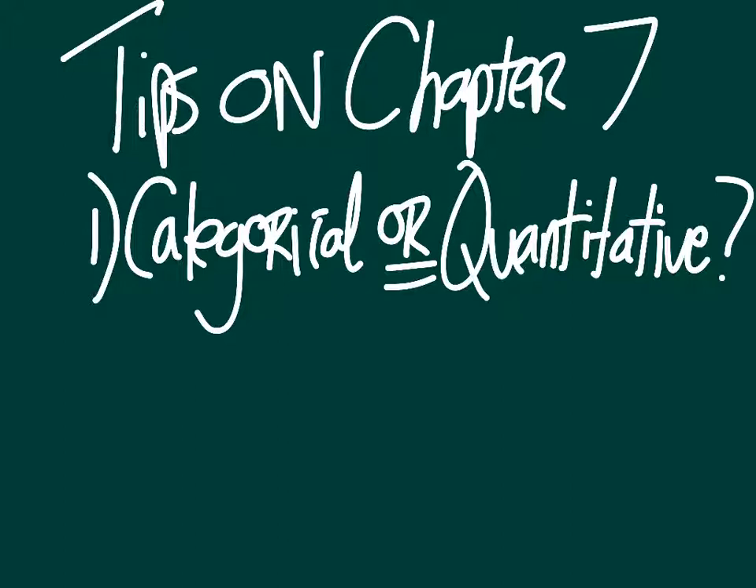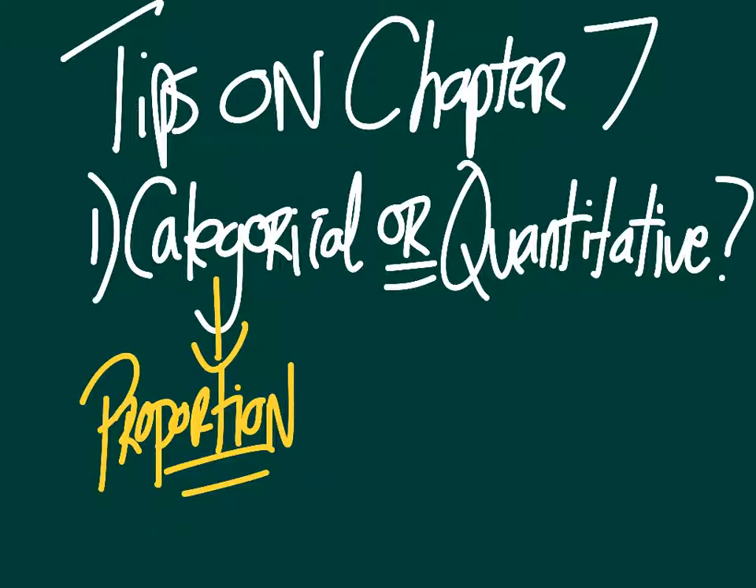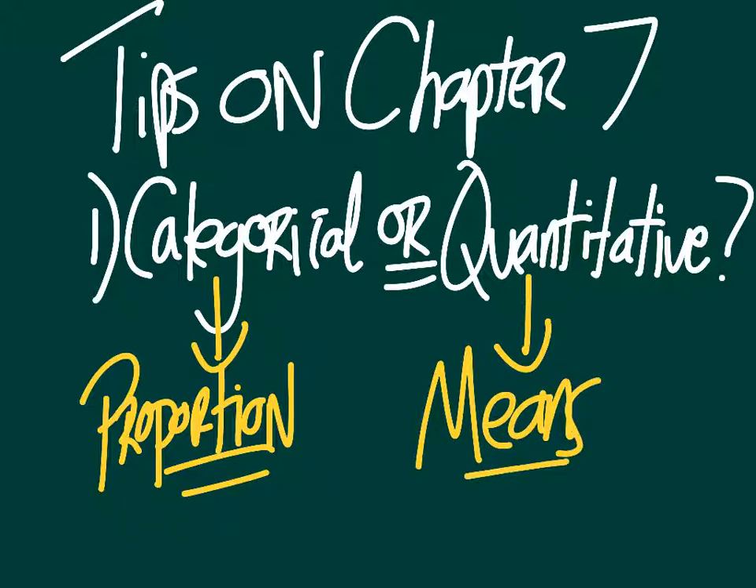If something is categorical, that is a proportion. And that's where in Chapter 7 you're going to be dealing with p and p hat. If it's quantitative, that is when we talk about the means, and that's the x bar. So if you can first identify what type of variable it is, it's going to help you understand what type of mean and standard deviation you find when they ask you to describe the distribution.